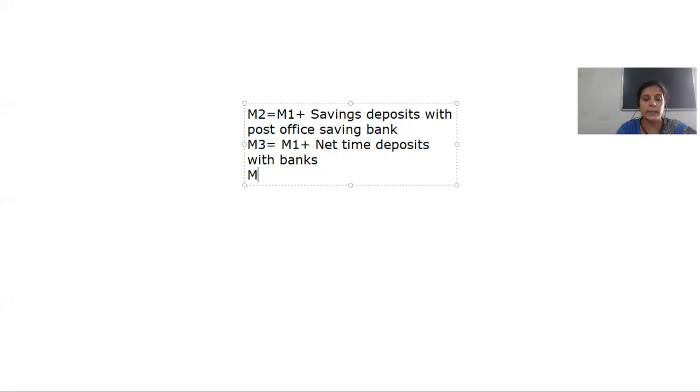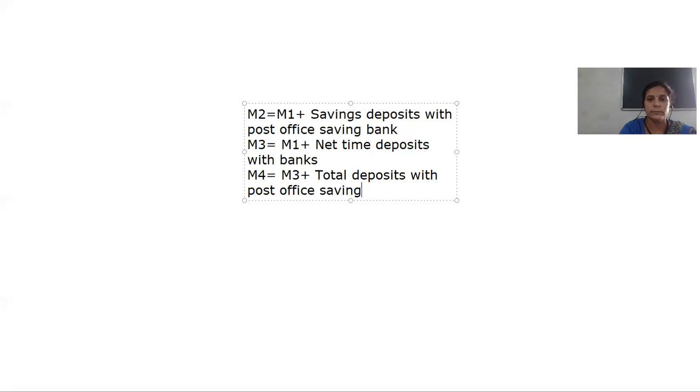Now the next one is the M4 component of the money supply, which includes M3 plus total deposits with post office savings banks. What is included in M4? M3, that is, everything in M1 plus net time deposits with banks, and along with that total deposits with the post office saving bank. That is, all the deposits we have with the post office, NSC, Kisan Vikas Patra and all other kinds of deposits of the public, all those are included in the M4 component of the money supply, and it is also a much broader concept than M1.